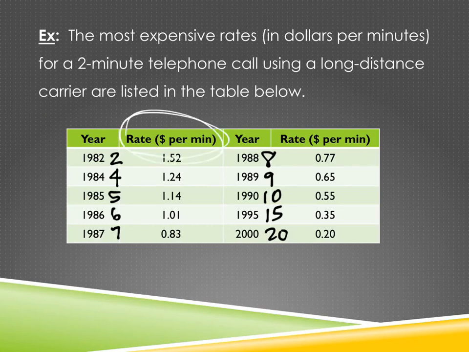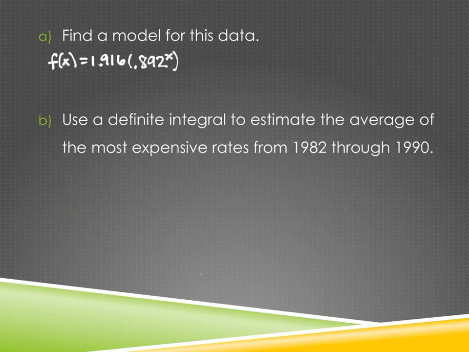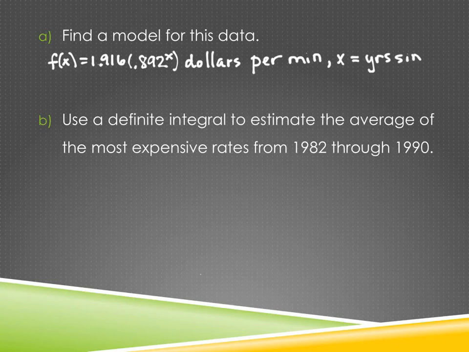Okay, good. So here's my rate, dollars per minute. And then what? Yeah, x is the number of years since or after 1980. It says use a definite integral to estimate the average of the most expensive rates from 82 through 1990. Okay, so we're averaging these.